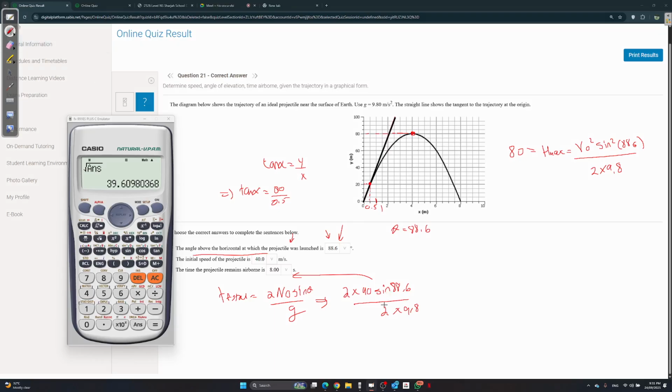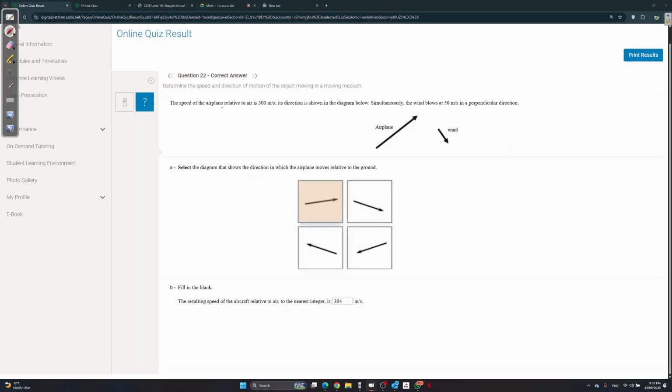Hey, sorry, why did I put 2? Alright, the speed of the airplane relative to air. So airplane relative to air, I'll take it like this. You can use other letters, it's not a rule. It is 300, and the diagram is shown below.